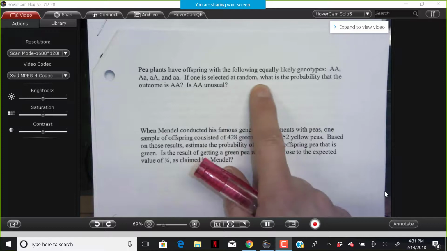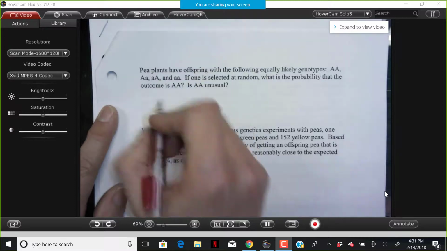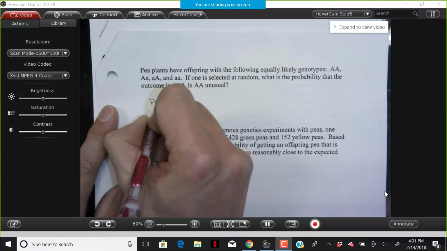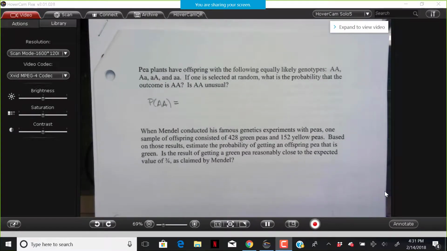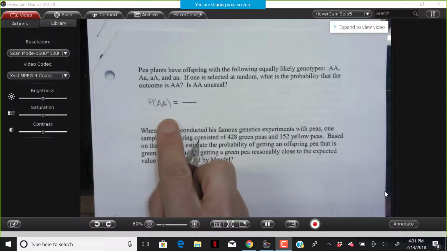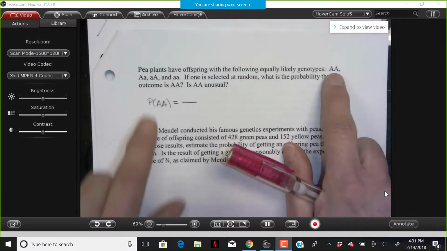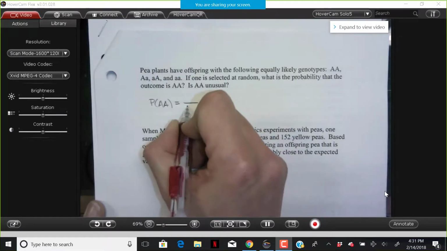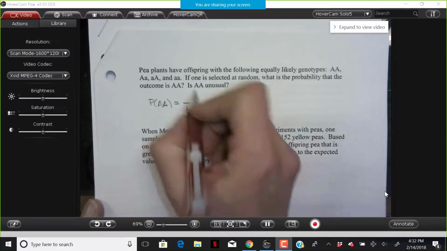So it says if one is selected at random, what is the probability that the outcome is two dominant genes, capital A, capital A? So if they're equally likely, then we can use that classical approach. So we just do how many look like this out of the total number possible. So usually the denominator is the easier one. How many different outcomes are possible? 4, right? 1, 2, 3, 4. And how many ways are there to get two capital A's? 1, right? So 1 out of 4.